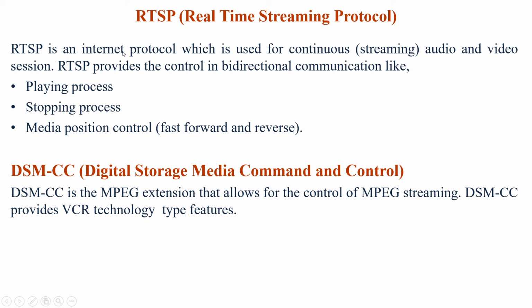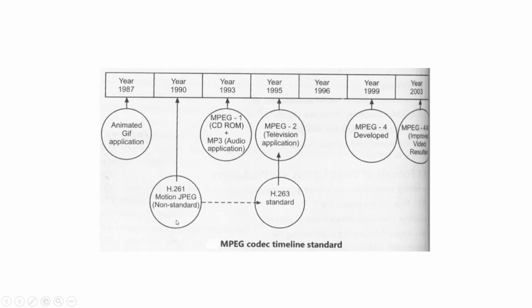RTSP is an internet protocol which is used for continuous streaming audio sessions. RTSP provides control in bidirectional communication, like playing process, stopping process, and media position control, that is fast forward and reverse. DSMCC is Digital Storage Media Command and Control. CC stands for command and control. DSMCC is the MPEG extension that allows for the control of MPEG streaming. How that streaming takes place, that control will be taken care of by DSMCC. DSMCC provides VCR-type features. So these are the two protocols.